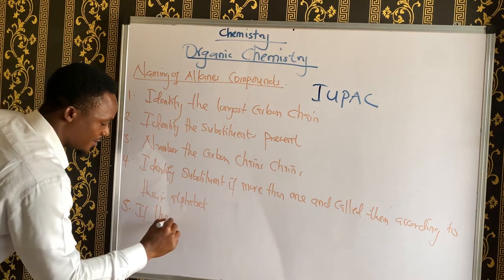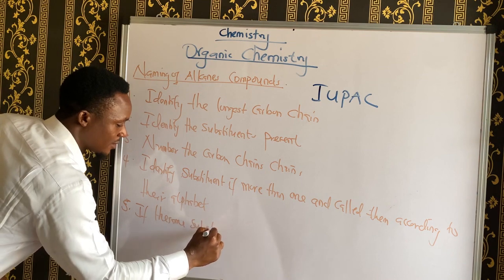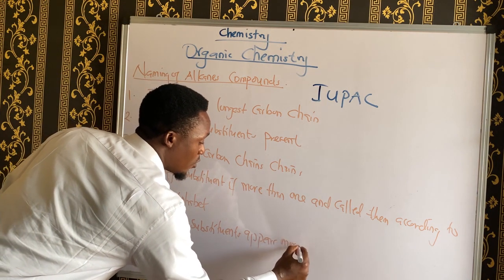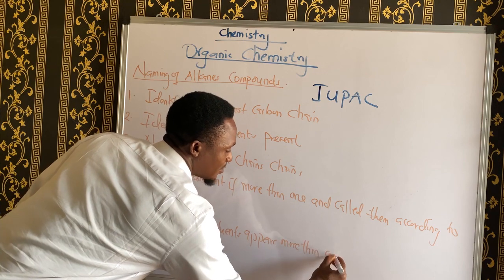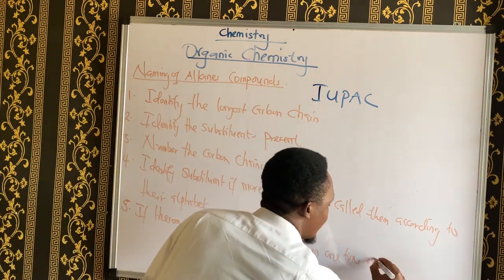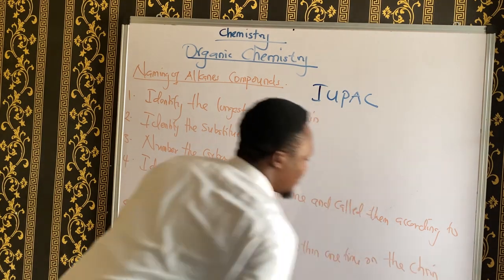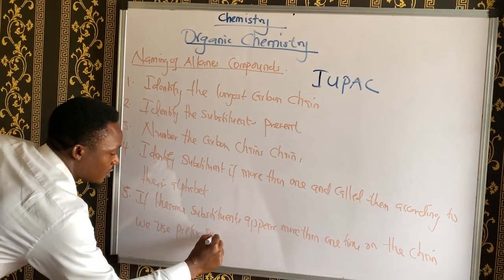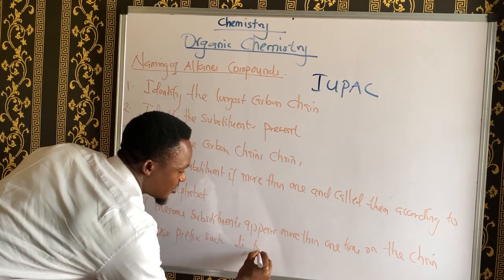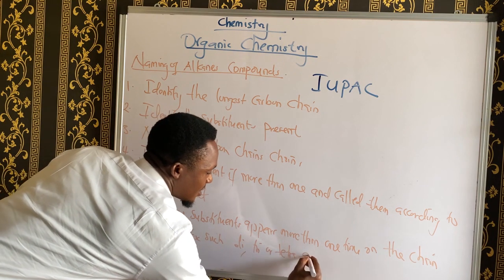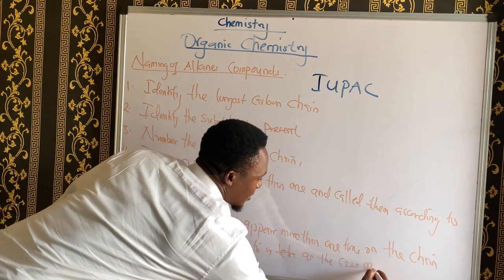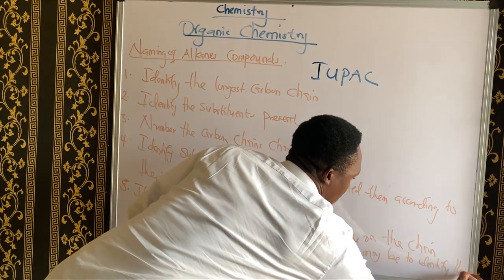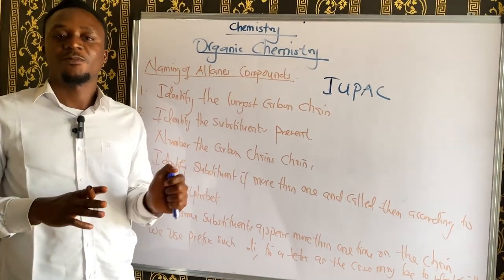if the same substituent appears more than one time on the chain, we use prefixes such as di, tri, or tetra, as the case may be, to identify them. So these are the basic 5 rules we are going to consider in this class.